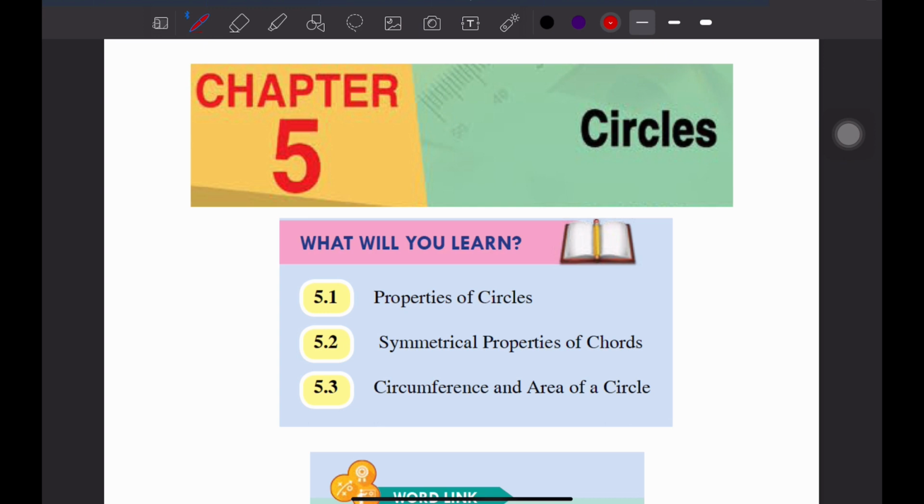So for this week, we are going to learn a new chapter, which is chapter 5, circles. In this chapter, we are going to learn three things. The first one is the properties of a circle, then the symmetrical properties of chords. The last one is how to calculate the circumference and area of a circle.